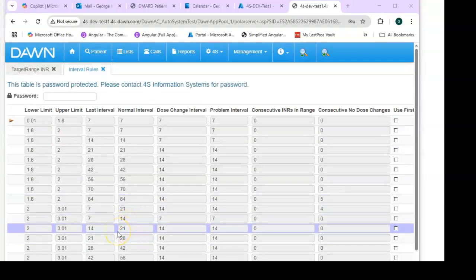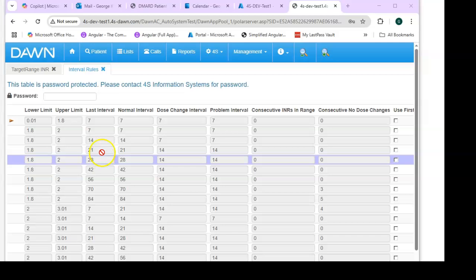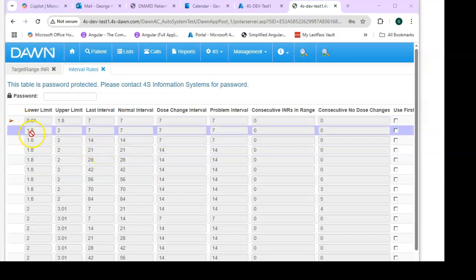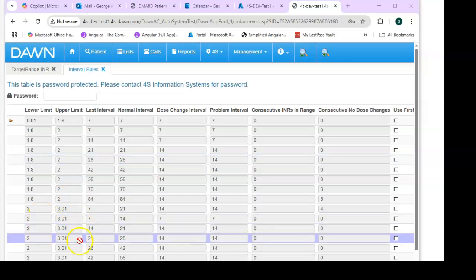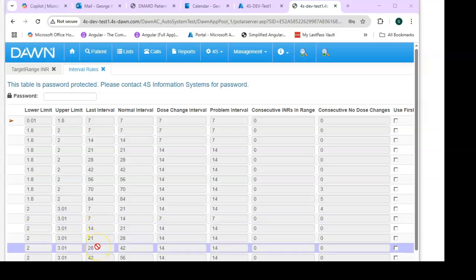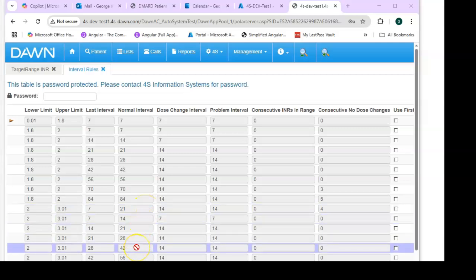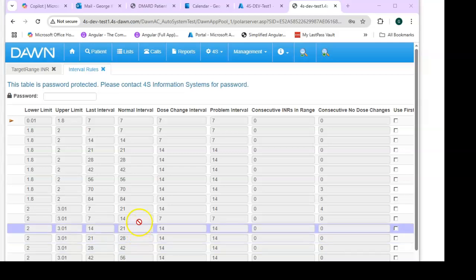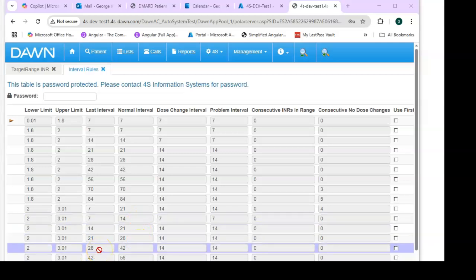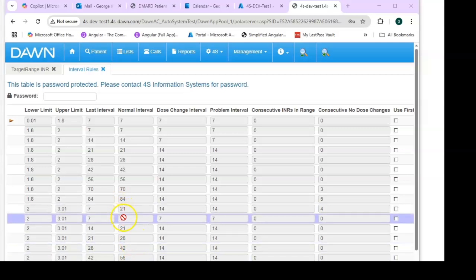But as I said before, the interval that the patient is currently on must be greater than or equal to the last interval shown here. So where we have several rules for an INR band, and we have several last intervals shown, if the patient's say on 28, all of these are going to apply. So which one does it go with? Well, it will read off whether it's the dose change or normal interval, and then it will take the maximum value permitted in that column. So in this case, if they're currently on 28 weeks, it's going to give them 42, not 21 or 14.